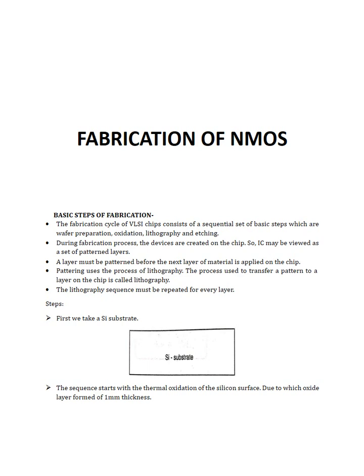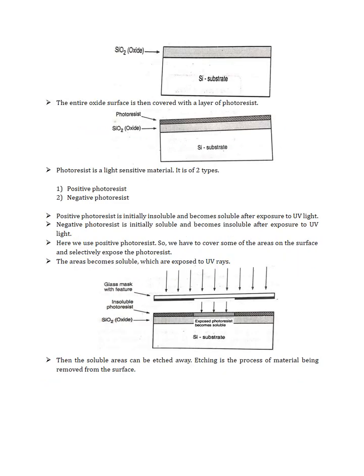So let us first see the fabrication of NMOS in VLSI chips, how it starts. It starts with the P-type substrate, and then we grow the oxide layer onto this substrate, and the thickness of this oxide layer is around 1 mm. This process, the growth of oxide, is known as the oxidation process.